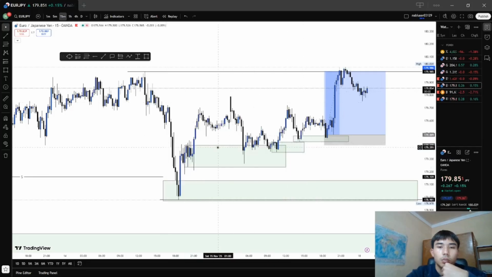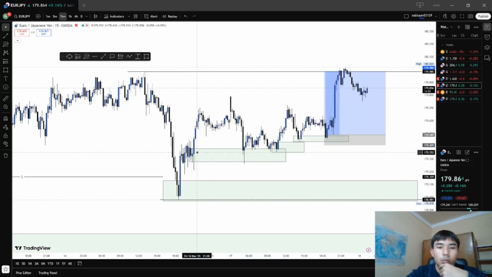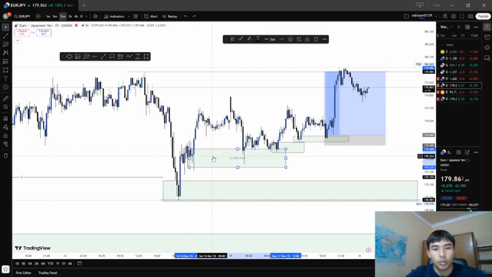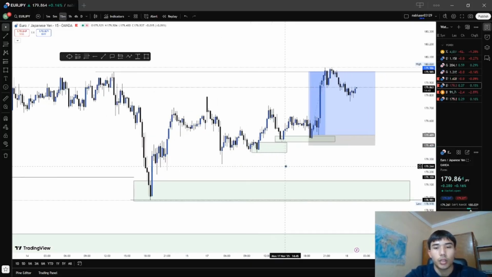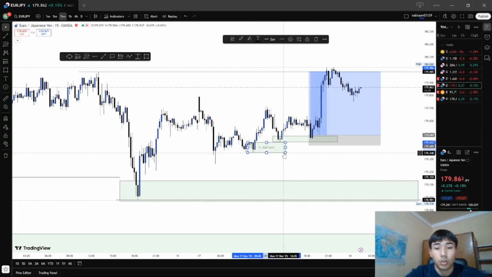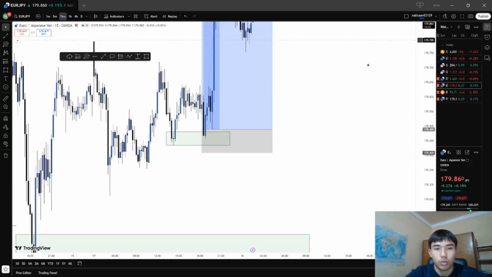I'm going to make it more precise. Sorry. This and this. This is a mitigated demand zone, I think. Yeah, the last one is better. This is our mitigated demand zone. I'm going to delete it so we have a clear chart. This is also a mitigated demand zone. I'm going to delete it. So this is my entry point. This was my entry point.